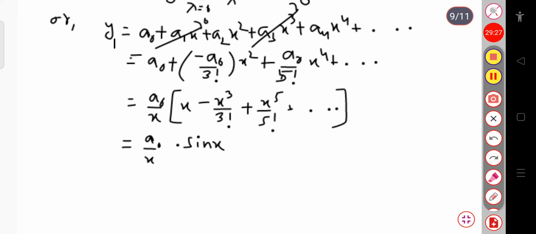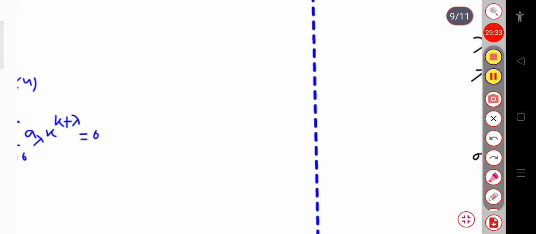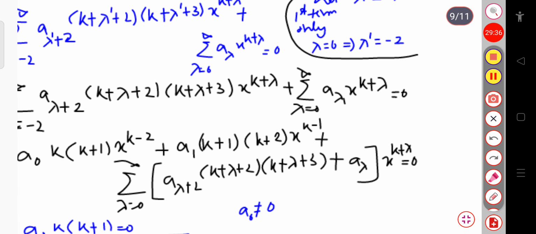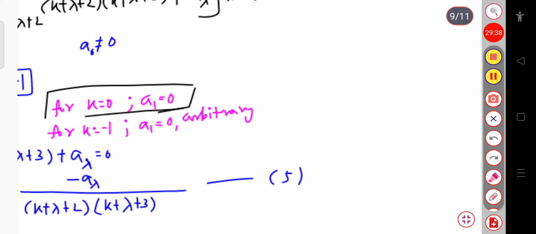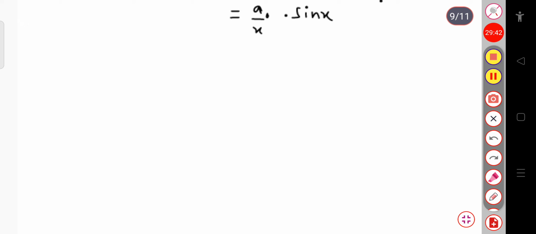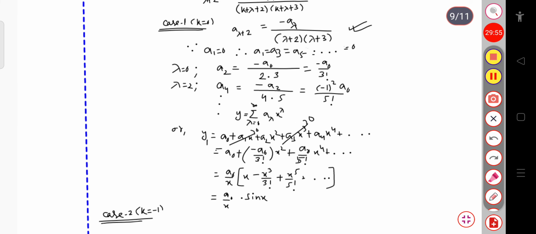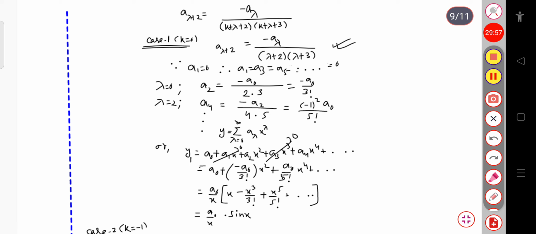This is one solution. Now we have to put k equal to minus 1, because you know there are two values of k, one is 0 and another one is minus 1. So now if I substitute k equal to minus 1, let me take another case. This is your case 2, k equal to minus 1. Now you have to put the value k equal to minus 1 simply in that recurrence relation. Okay, in this equation 5 you have to put the value.